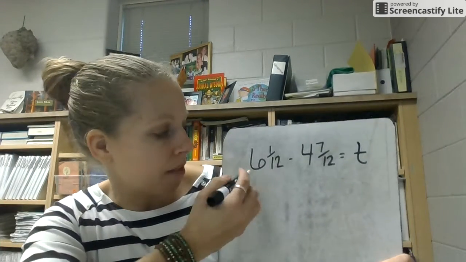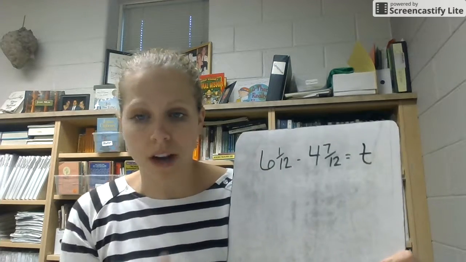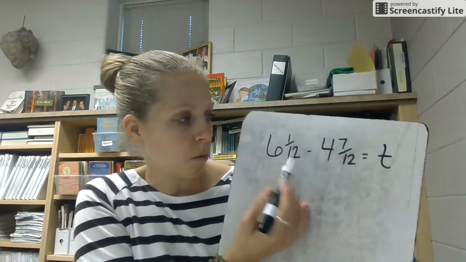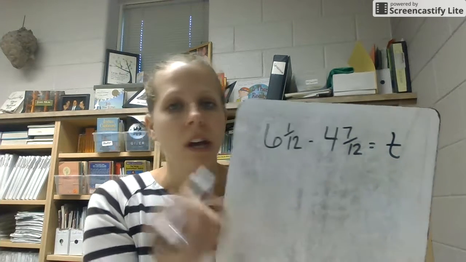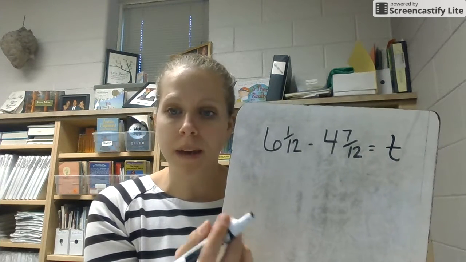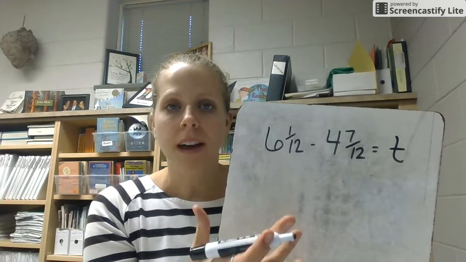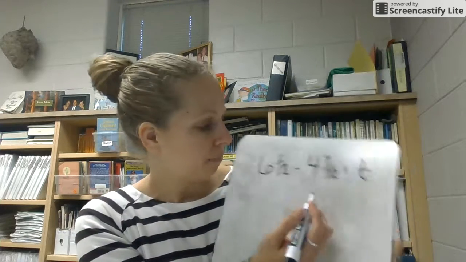And in this case, we have the bigger number in our whole numbers, which is great. But our fractions, 1/12 minus 7/12, I can't actually do. I would have to borrow. So what I'm going to show you today is how to make an improper fraction to do your subtracting.